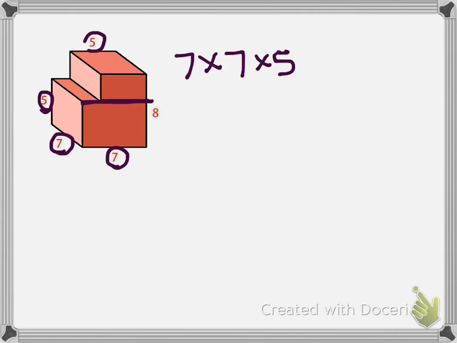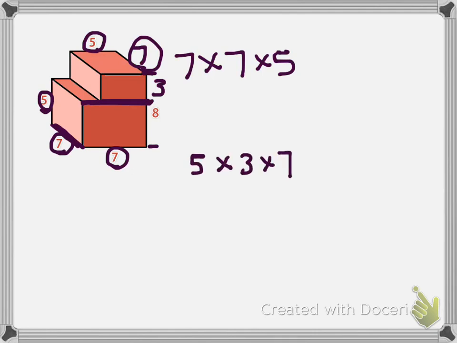So this tells me it's 5. Well, the distance all the way back is the same, so I have 7. Now the thing I'm going to have to figure out is this height. If this entire height is 8, but the bottom shape is 5, I have to do 8 minus 5, which is 3. So then we have 5 times 3 times 7. This is a little bit more math than I normally do in my head, so we're going to show you how to work it out.